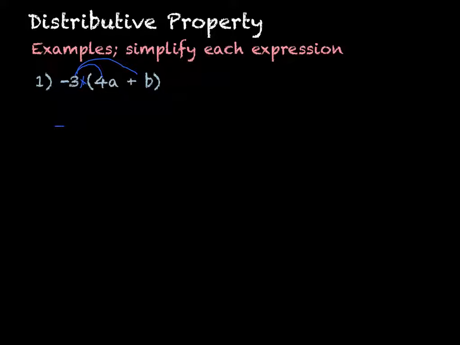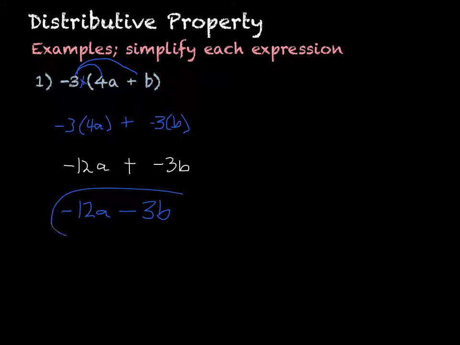So that's going to look like negative 3 times 4a plus negative 3 times b. Now the simplification of that problem will be negative 3 times 4, which is a negative 12, times a, so negative 12a, plus negative 3 times b, which we can just write as negative 3b. So therefore the final simplified answer is negative 12a minus 3b, and that is your final answer.